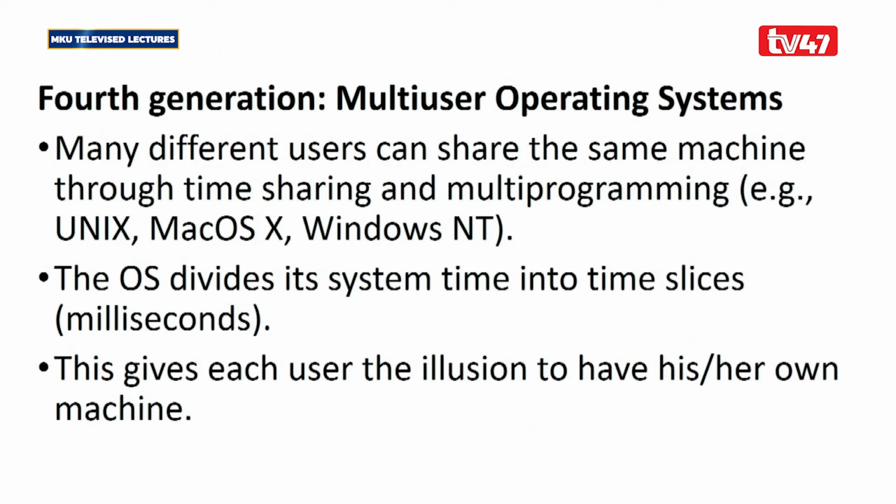Then the OS divides its system time into time slices, milliseconds, small time slices, and each of the time slices is now allocated to the different programs or the different users at the same time. Now, this gives each user the illusion of having his or her own machine. So it creates a virtual machine whereby each of the users is assigned some resources they are able to use, and they appear to be on their own machine, yet it's a virtual machine.